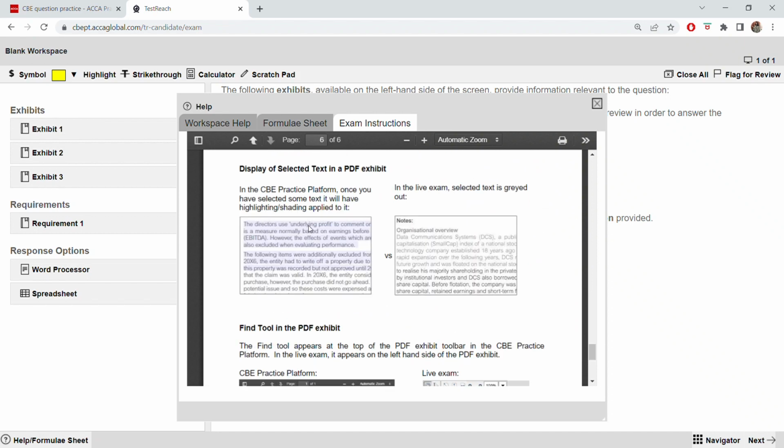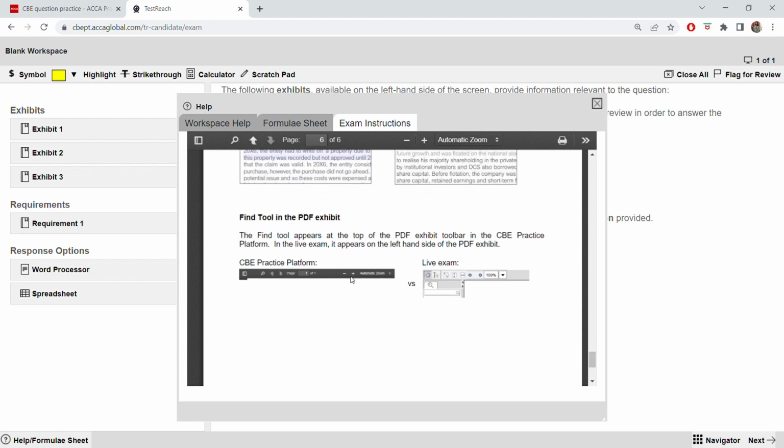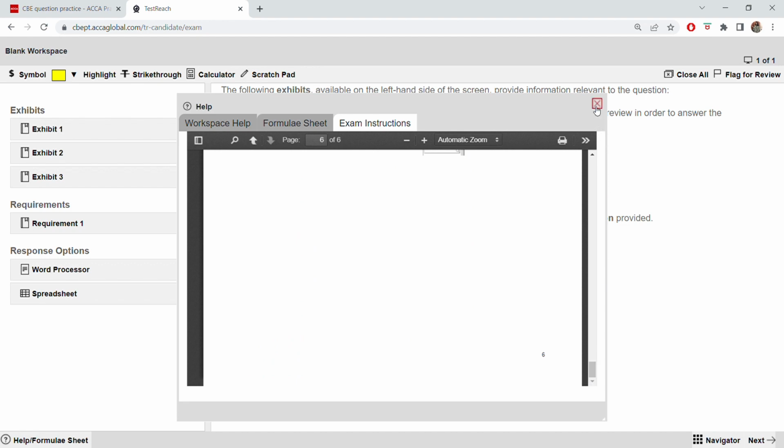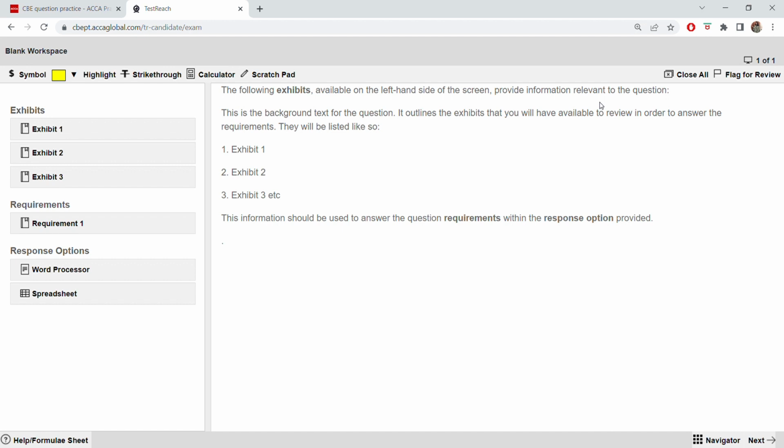You see differences. In your live exam, it will look like this when you highlight. Here it's in purple; there it's gray. Here the screen looks dark gray; here it's light gray. These are the differences between the live CB exam and your practice session.